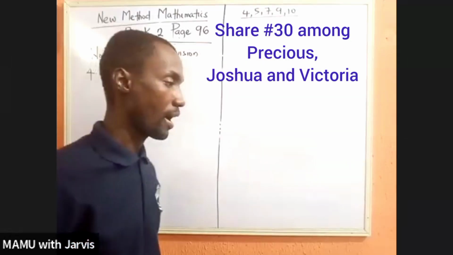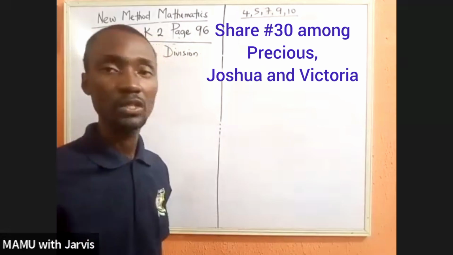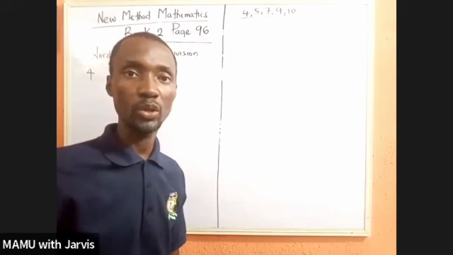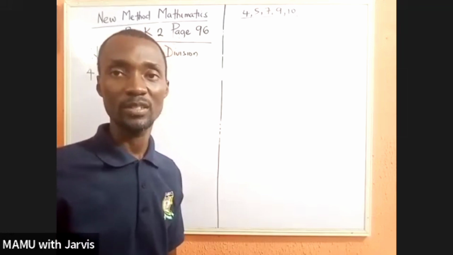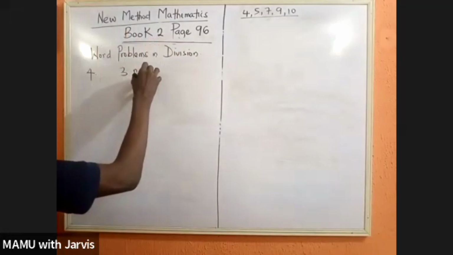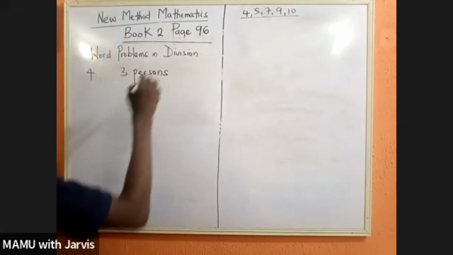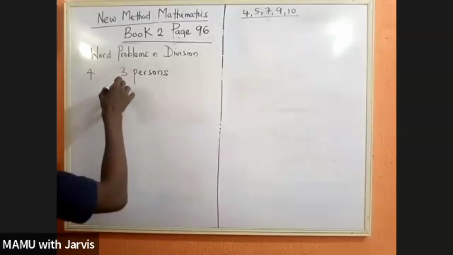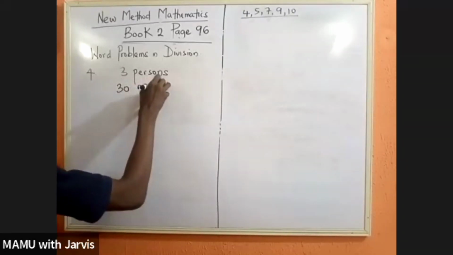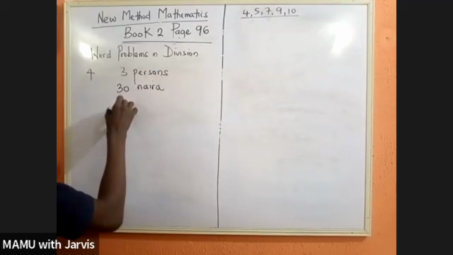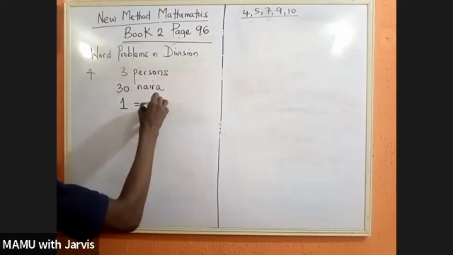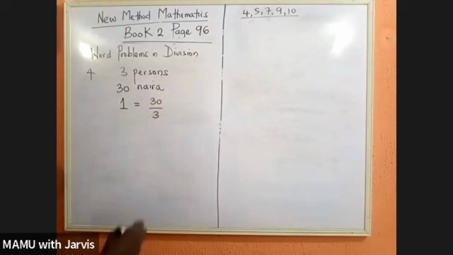Share 30 naira among Precious, Joshua, and Victoria. The first question you want to answer is, how many persons are involved? So there are 3 persons involved. The next thing you want to ask yourself, how many items? There are 30 items, in this case 30 naira. So what will each person get? One person is going to get 30 divided by 3.